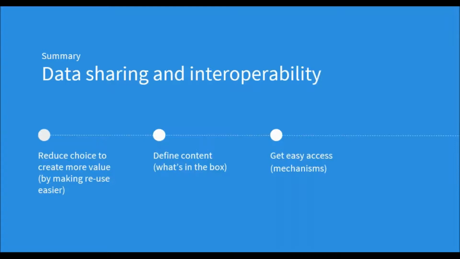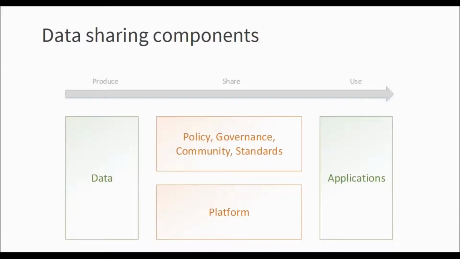So what interoperability and standards in this area are really about is to reduce the choices in order to create more value. And you can understand this by really reducing the choices in order to make the reuse of data a lot easier. For that to happen, we need to do two things. We need to define the content, that's kind of what's in the box in your data set or in your view of the data, as well as an easy access mechanism which is needed.